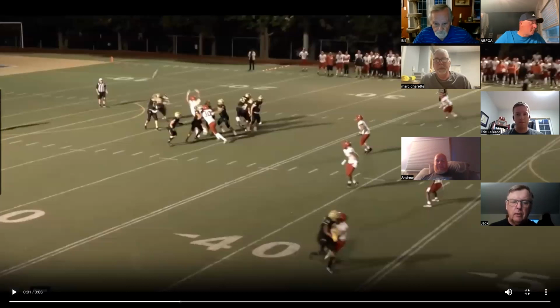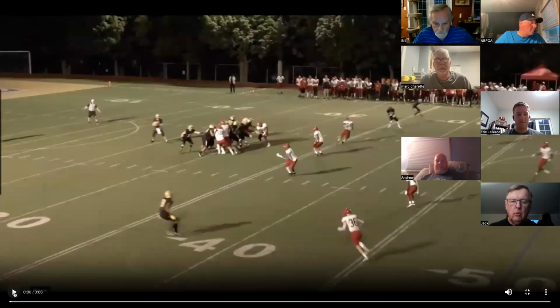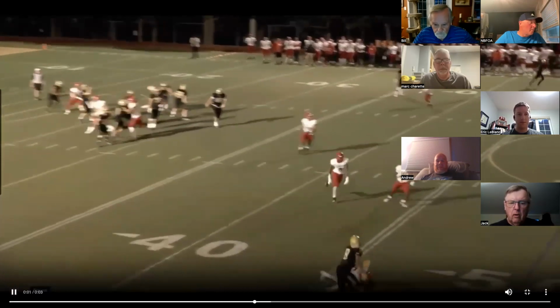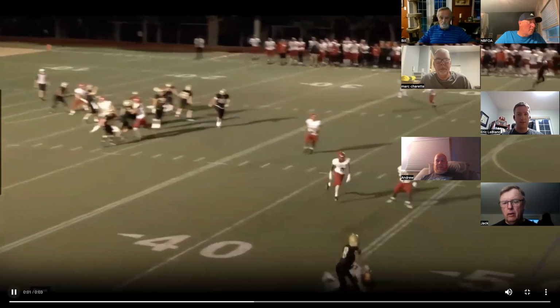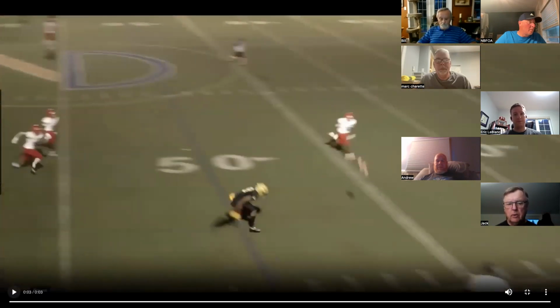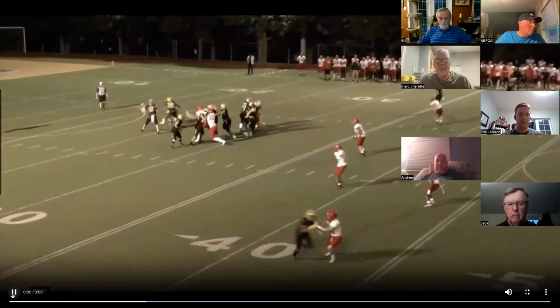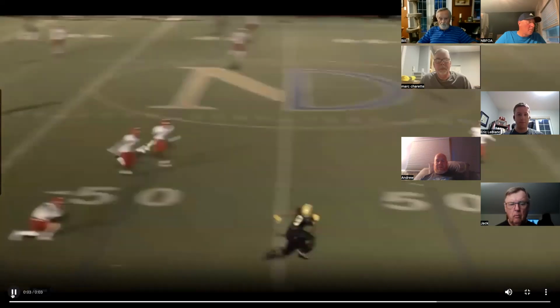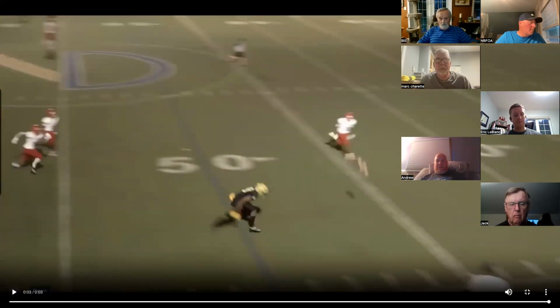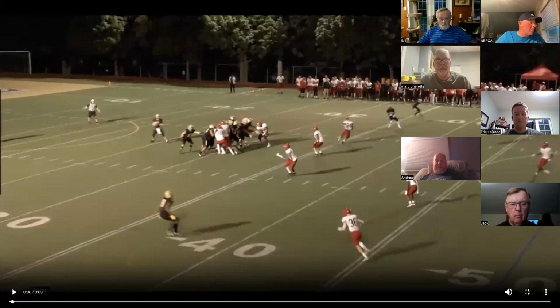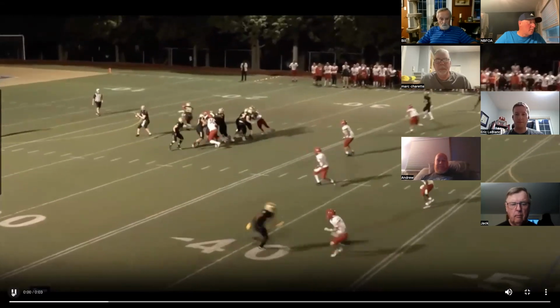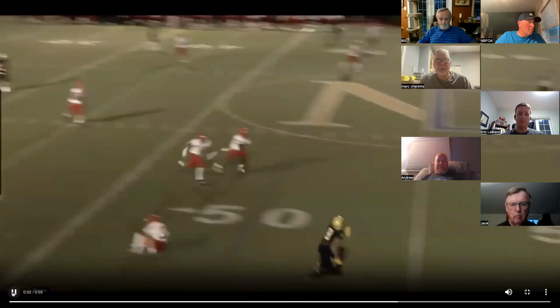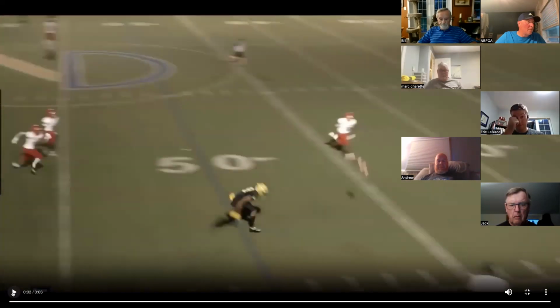Ray, go right back to the start and see where the receiver pauses right there. He didn't go full bore off the line of scrimmage. See, I don't think he's making that. But that's what drew the defender up. But then he takes off. Right there. I honestly don't think he slowed him down enough to make that a catchable ball.